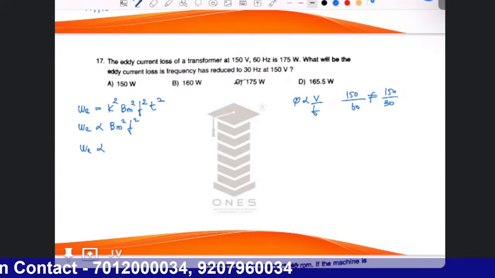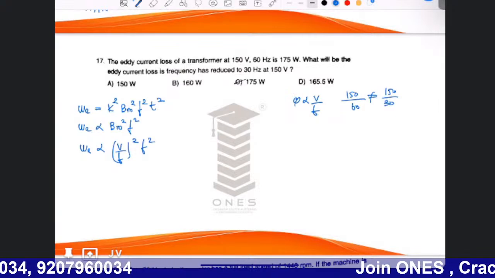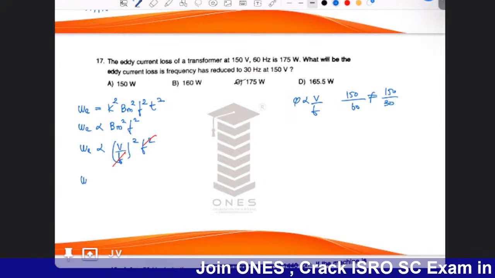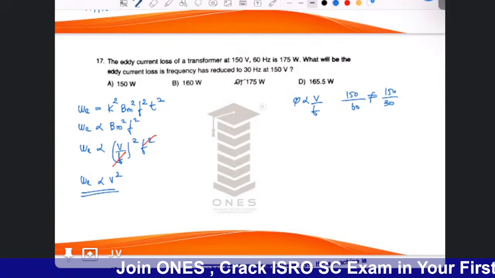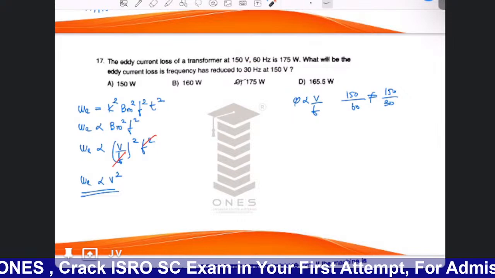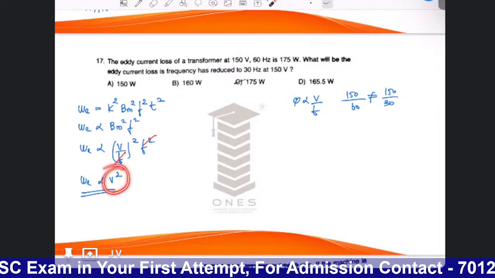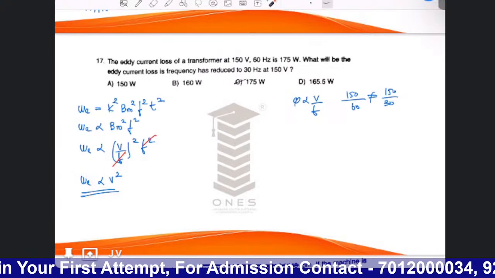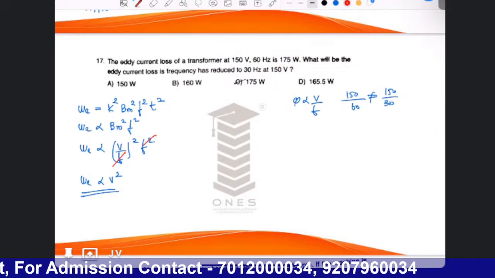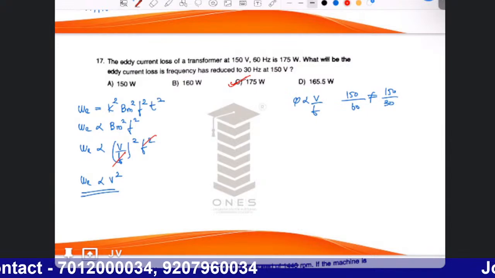So eddy current loss will be equal to V by F square into F square. Okay, so what will happen here? F square will get cancelled and eddy current loss will be proportional to what? Voltage square. And voltage is what? Voltage is constant in both the cases, right? Here 150 volt, here 150 volt. Since the voltage is constant, eddy current loss will also be constant. That is, if it was 175 watt at first, in the second case also the eddy current loss will be 175 watt.